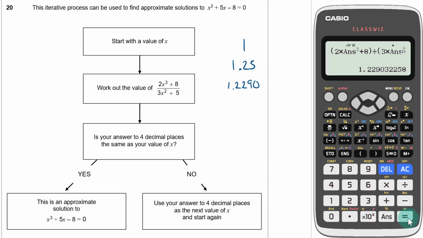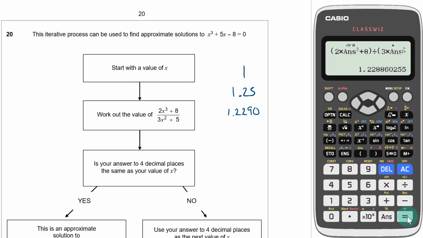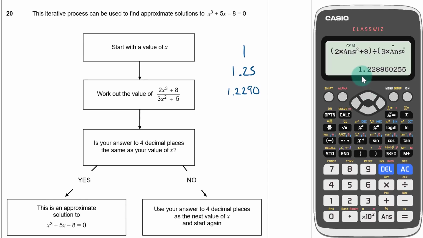I just need to press the equal key again, and it will feed that next number back in. Now I've got 1.2289. Is my answer to 4 decimal places the same? No, it's still different, so I'm going to press equal again. And I've got 1.2289 again. So now it is the same.